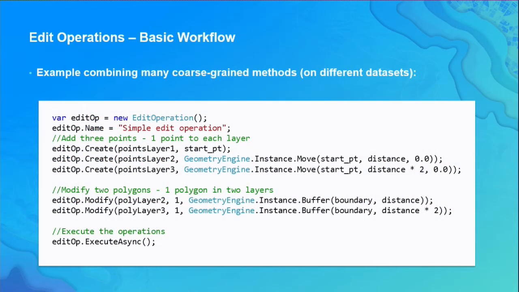All right, so here is a simple example, right? We create the edit operation equals new operation. I give it a name, simple edit operation. That's what will show up in the undo redo. And then I'm doing 3 creates. I'm specifying 3 creates. The names are to be believed. It'll be on 3 different layers, point layer 1, 2, and 3, setting their geometry. And then I'm modifying 2 polygon layers, changing their geometry with some kind of buffer. And then I'm executing it.